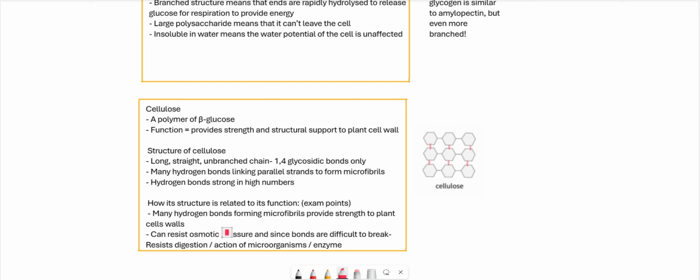Another advantage of this structure is that it can resist osmotic pressure. And since the bonds are difficult to break, it can resist digestion, the action of microorganisms and enzymes. Now, you may be thinking, what is osmotic pressure? You will encounter that later on in the same topic that explains what water potential is, and it's just something you should memorize for now, if you're at a new stage with biology.